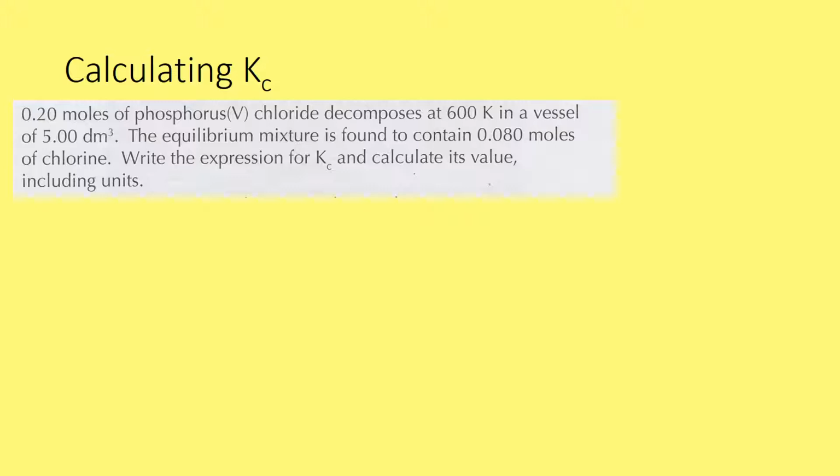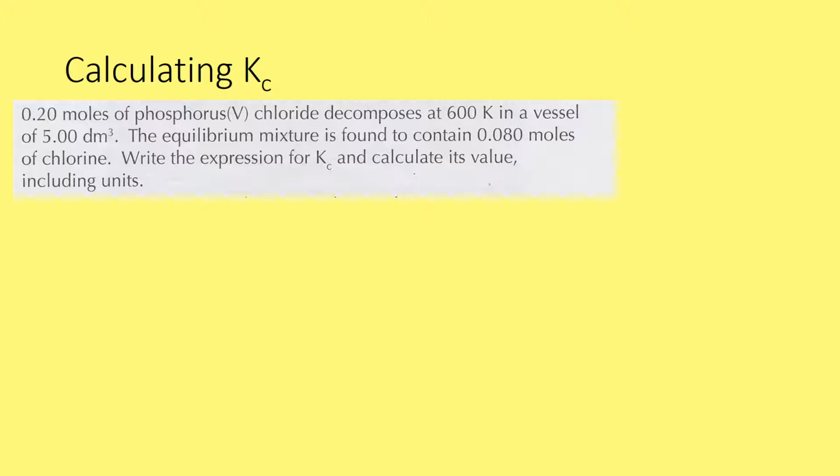Okay, so it's not often you get a question quite so easy as the previous one. Normally we have to work out some molar concentrations before you can put the concentrations into the equilibrium expression, and this is one such question here. So we have 0.2 moles of phosphorus pentachloride decomposing at 600 K in a vessel of 5 dm cubed. The equilibrium mixture is found to contain 0.08 moles of chlorine, and the question wants you to write an expression for Kc and calculate its value including units. So let's go ahead and do that.